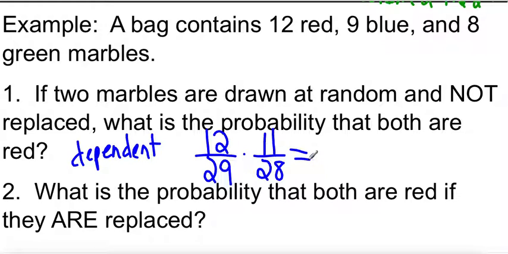So we multiply those two things, reduce it, all that good stuff. We get 33 out of 203. That's the reduced version of it, which is about 16%.